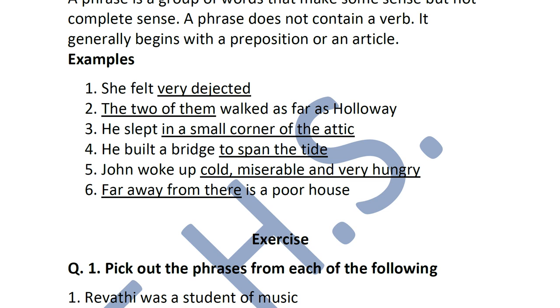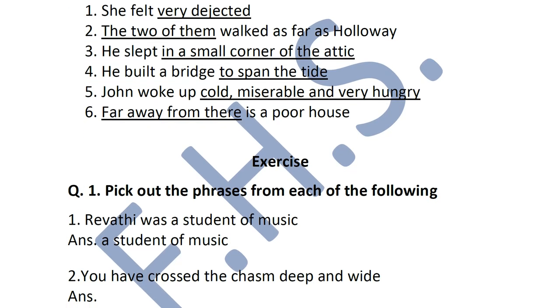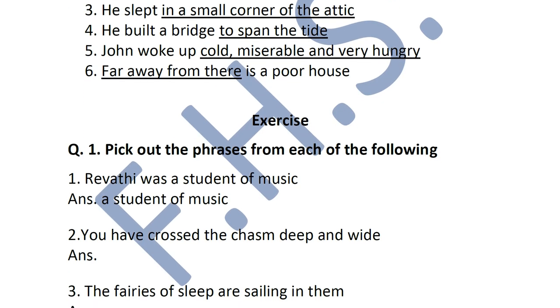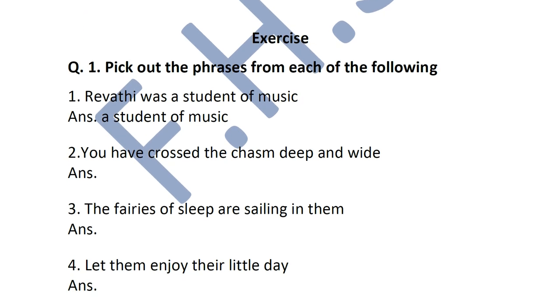Okay, John woke up. Now, woke up is your action, so that verb doesn't come in the phrase. Cold, miserable, and very hungry. Far away from there. Now, here far is your preposition. Is a poor house. Is is your verb. So remember, you have no verb in your phrase. Okay, very easy. Nothing else. So, let us do the exercise.